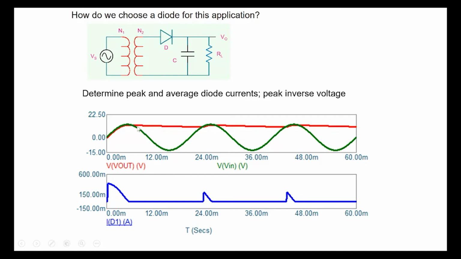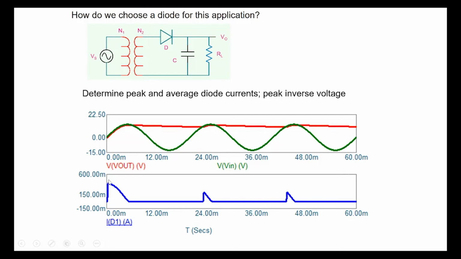Then in this region, the diode is reverse biased, so the current through the diode is 0. The capacitor discharges a little bit through RL, and in the next cycle, once the input exceeds the output voltage, the diode turns on again and charges the capacitor. The amount of charge that the capacitor lost through RL is replenished when the diode turns on here. And then this part repeats.